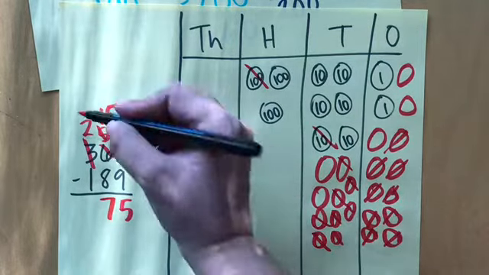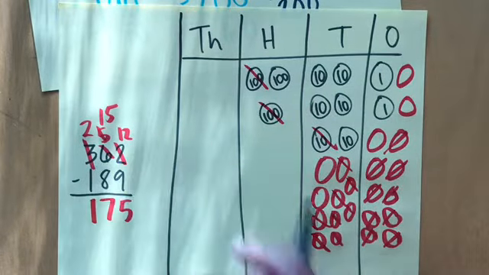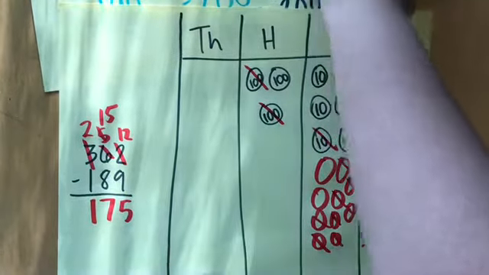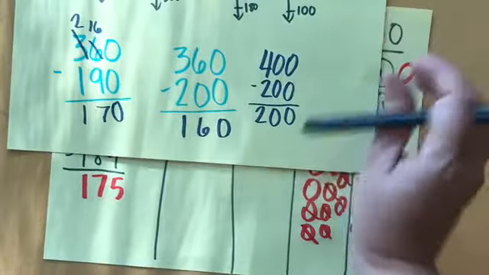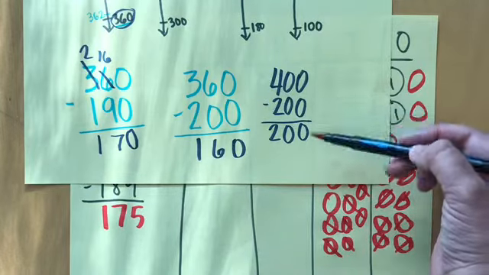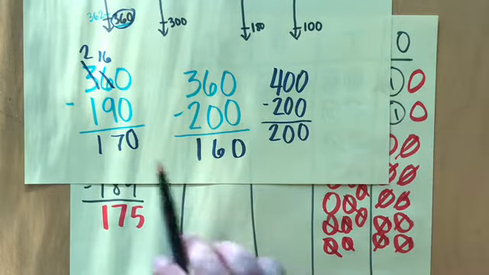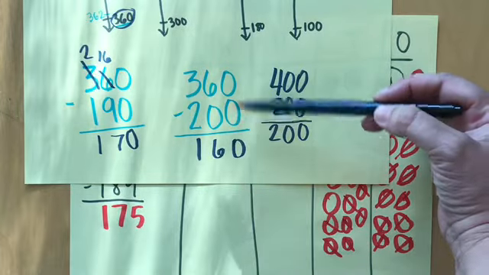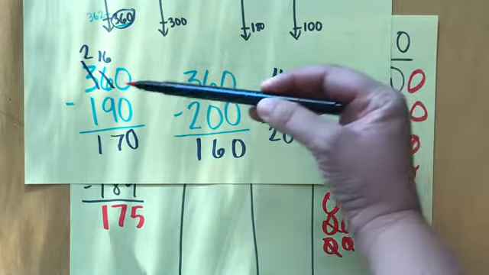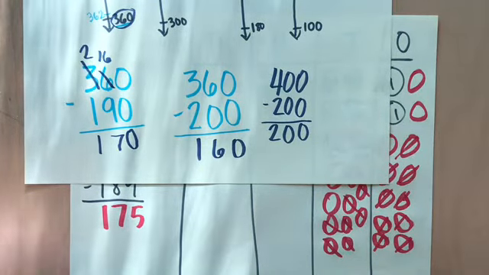And then finally, 200 take away 100 is 100 left over. So 175 is my exact answer. Let's compare. So it looks like my 200 when I rounded to the nearest 100 was pretty far away, but these two both looked like they're reasonable. My combination of my rounding to the hundreds and the tens, and then my rounding to the tens also came up with a reasonable answer.